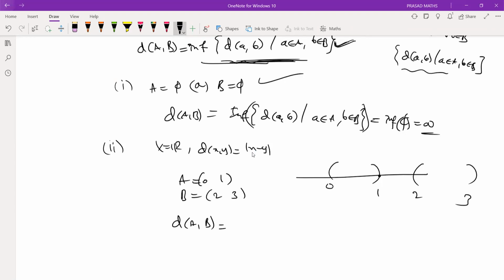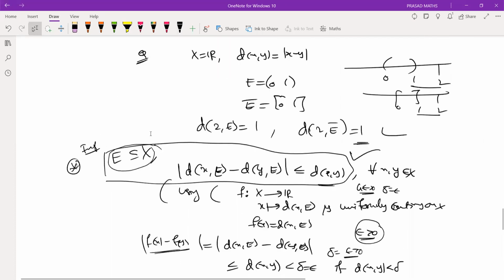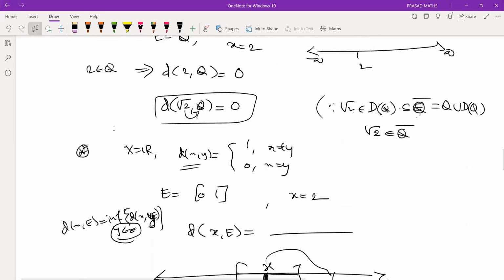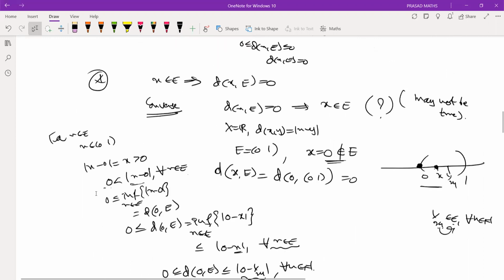So what is the minimum distance? What is the least distance? This is a point, this is a point. So what is the least distance? It's nothing but 2 minus 1, that is 1. You can prove this by the lower bound property, as I already told you, this technique. Using this technique, one can easily compute that.